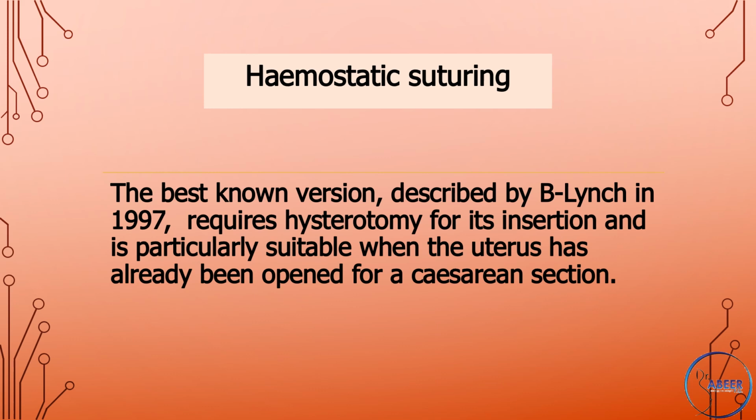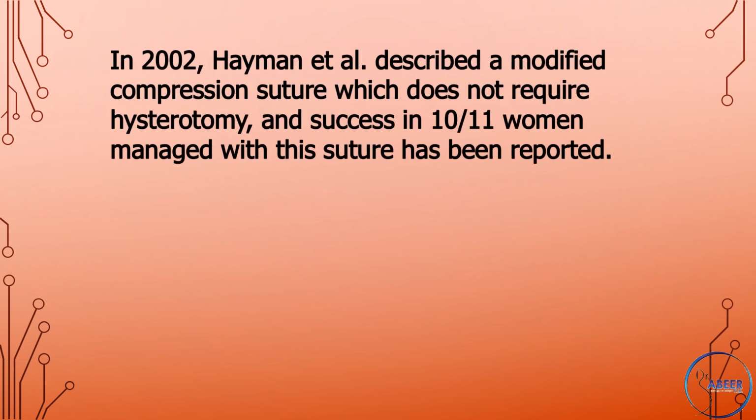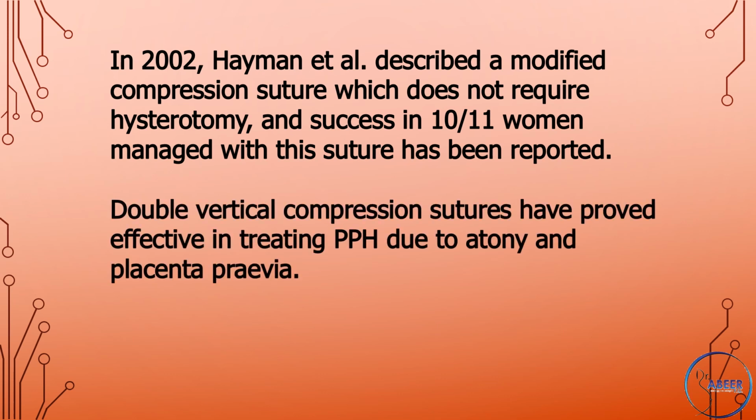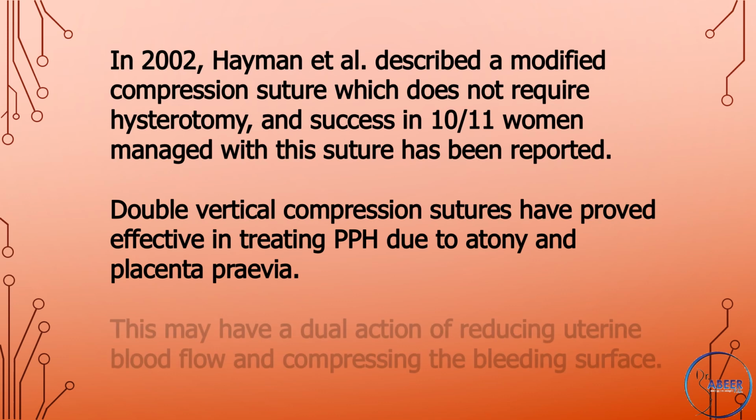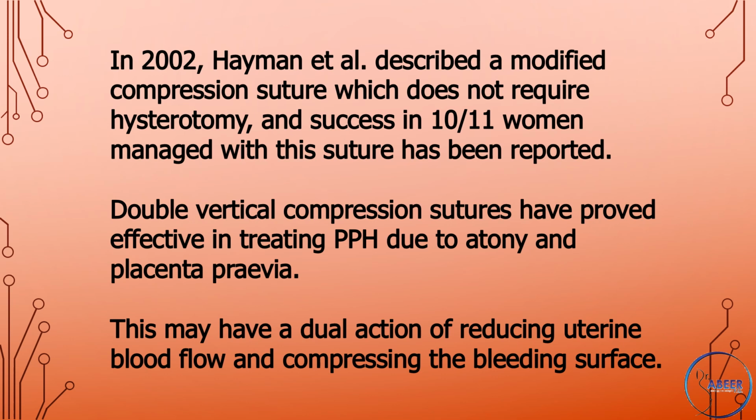a cesarean section. In 2002, Hayman et al. described a modified compression suture which does not require hysterotomy, and success in 10 out of 11 women managed with the suture has been reported. Double vertical compression sutures have proved effective in treating postpartum hemorrhage due to atony in placenta previa. These may have a dual action of reducing uterine blood flow and compressing the bleeding surface.